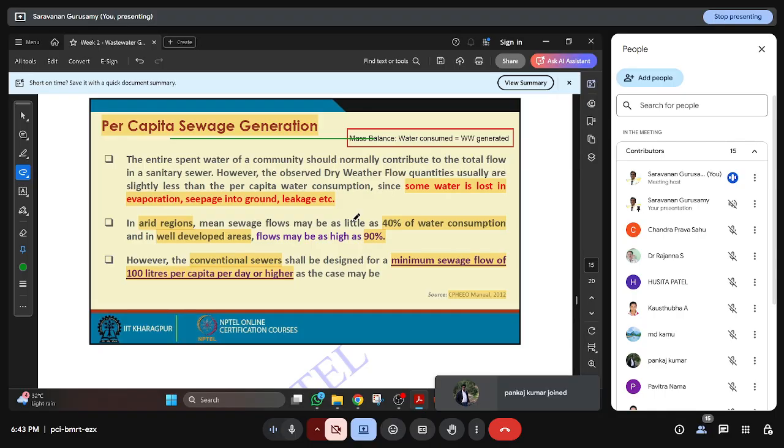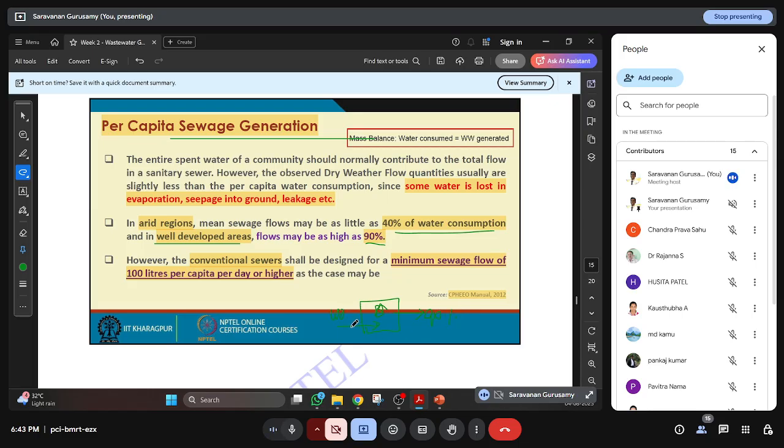As I mentioned, how much water is consumed is directly proportional to how much wastewater is going to be generated. And there may be some losses based on evaporation, seepage, leakage. In an arid zone, 40% of the water consumed will be coming as wastewater. But in a well-developed area, 90% is coming as wastewater. Whatever we are consuming will not stay in the system, it's called mass balance. People are considered as a system. Whatever water goes in, only 10% is taken. Another 90% will be coming out as wastewater.